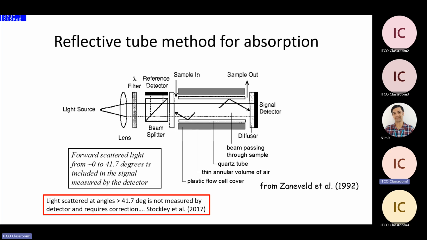The detector is right up against the end of the tube because with absorption, we're trying to collect all the scattered light. You're only trying to measure the light that's missing from absorption. So you want all the scattered light collected.